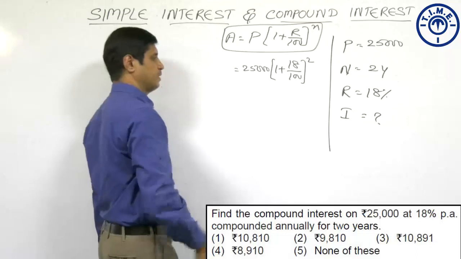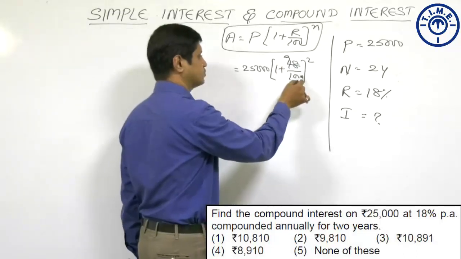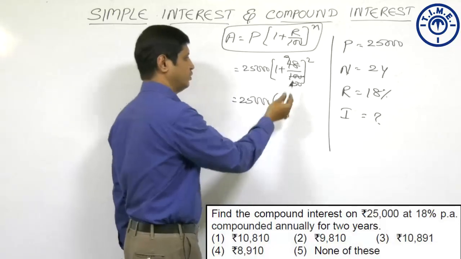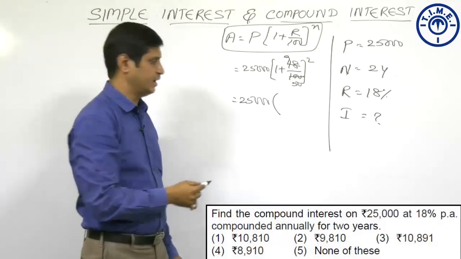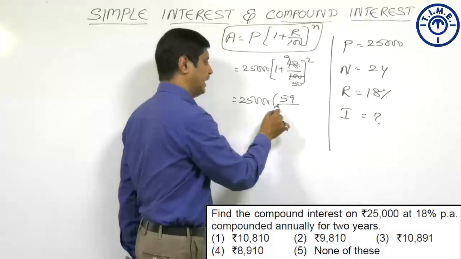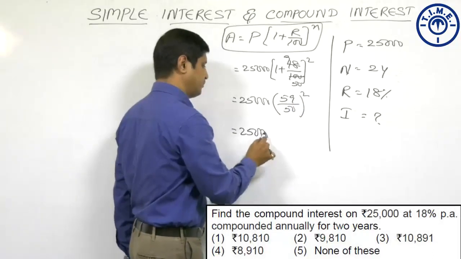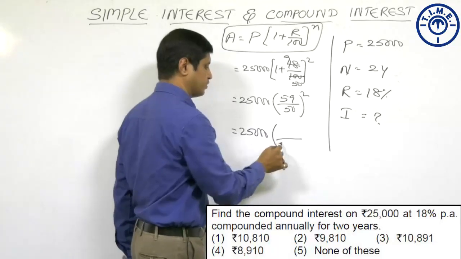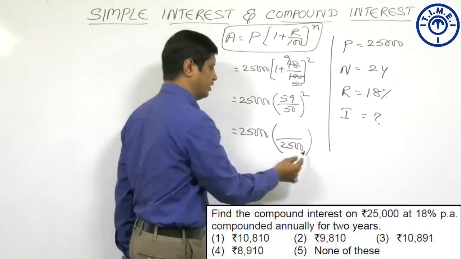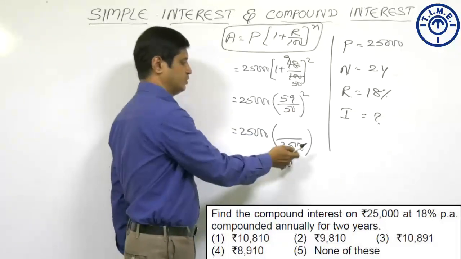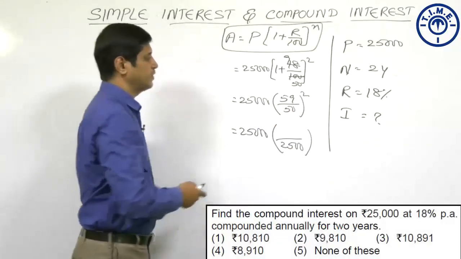Solving this, 2 nines are 18, 2 fifties are 100. The result is 25,000 into (50 plus 9), that is 59, by 50, whole square. So, 25,000, now 50 square means 2500, and 5 square means 25. So, it goes 10 times, with a 0 here. What about the 59 square?